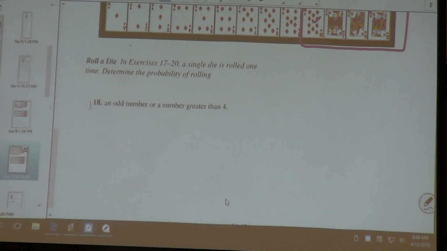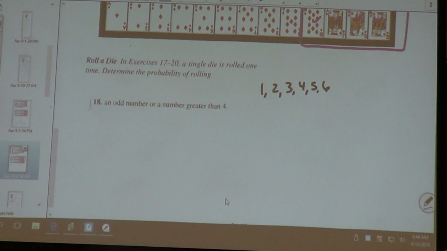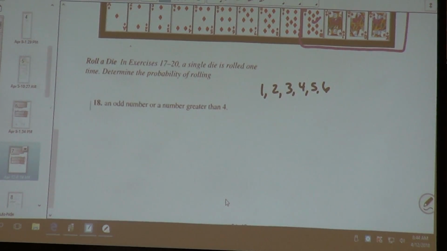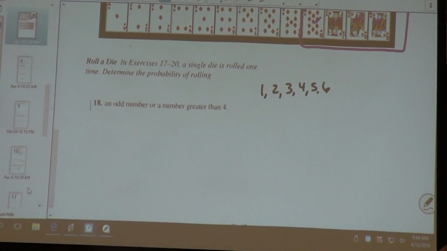I'll let you try this one. An odd number or a number greater than 4. Don't call it out. An odd number or a number greater than 4. So think of what makes me happy. An odd number or a number greater than 4.